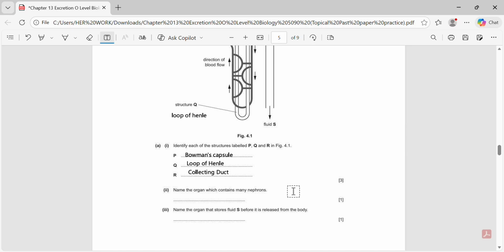Next, this part asks us to name the organ which contains many nephrons. So, we will write the organ containing many nephrons is the kidney. Next, this part asks us to name the organ that stores fluid S before it is released from the body. So we will write, the organ that stores fluid S is the urinary bladder.